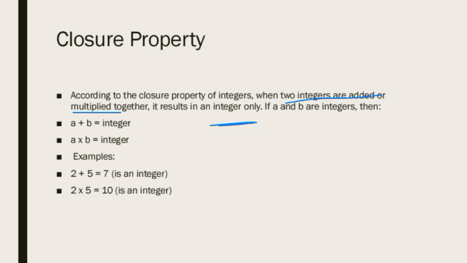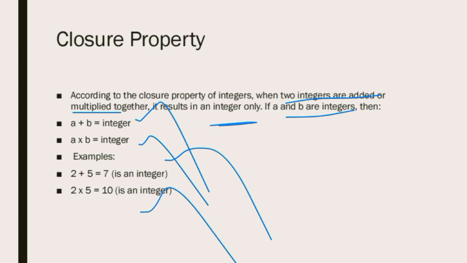If a and b are integers, then a plus b is equal to an integer, and a into b is equal to an integer. For example, 2 plus 5 is equal to 7. 7 is an integer. 2 into 5 is equal to 10. 10 is an integer.